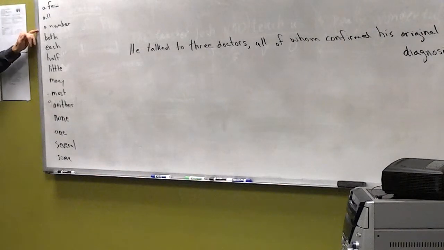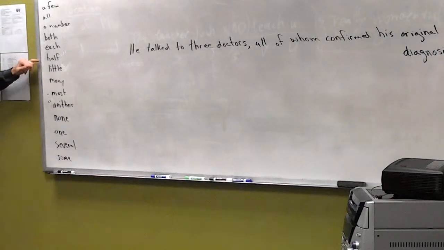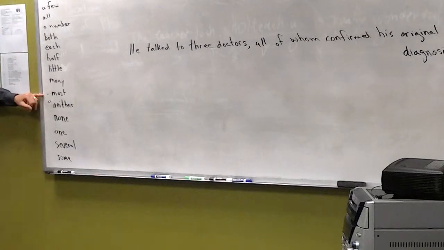A number. When you use a number, it means a few. It's like a few. Okay? Both. Two, right? Both. Each. Each single one. Yep. Half. Half. 50-50. Little. A little. Yeah, little. Many. Most. That'd be like 90% or more, right? Neither.